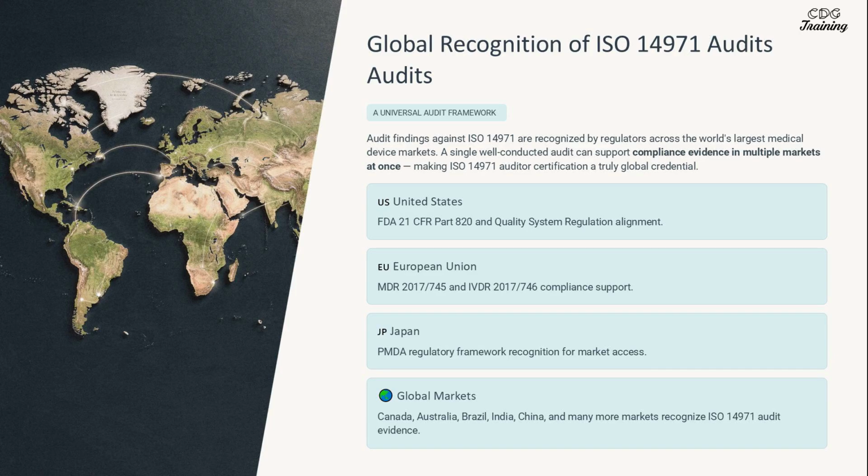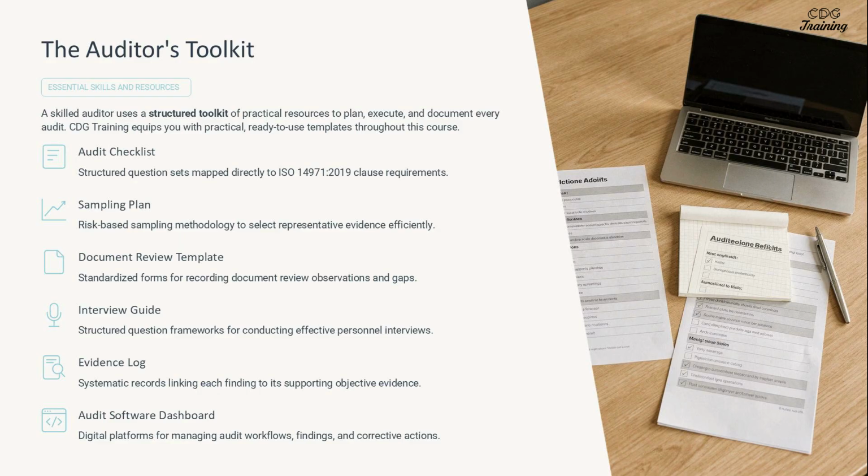ISO 14971 audits are recognized worldwide, ensuring compliance across multiple markets. This global credential opens doors in the US, EU, Japan, and beyond. A skilled auditor uses a structured toolkit to plan and execute audits. From audit checklists to software dashboards, these tools are essential for thorough and objective auditing.